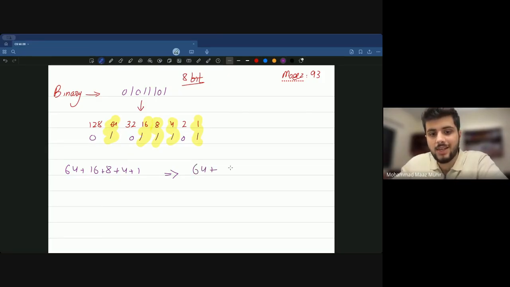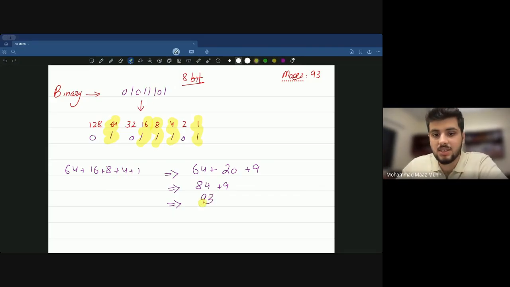Let's simplify it. 16 plus 4 is 20. And then 8 plus 1 is 9. Doing it this way makes it really easy. Because 64 plus 20 is now 84, and 84 plus 9 is 93. So this 93 is 100% the same as the one Moise said.